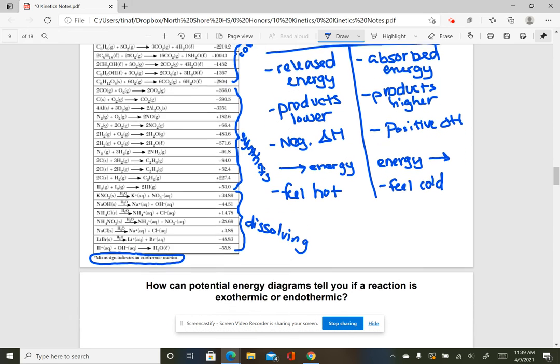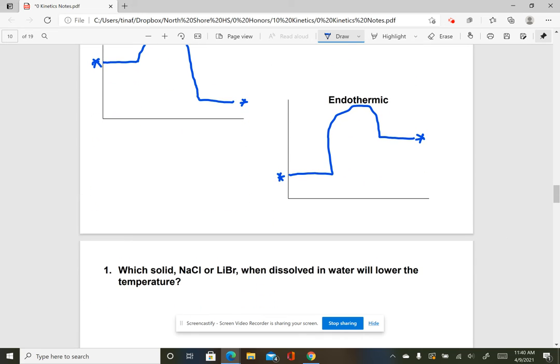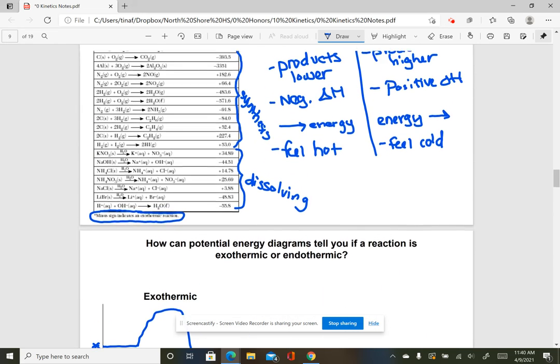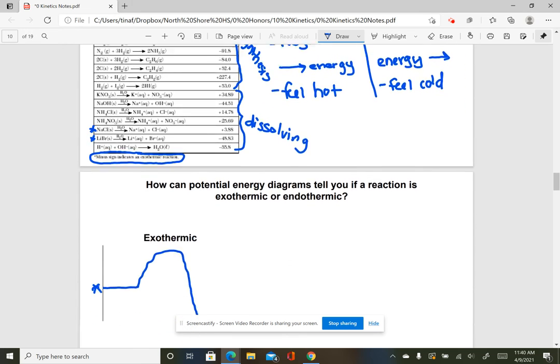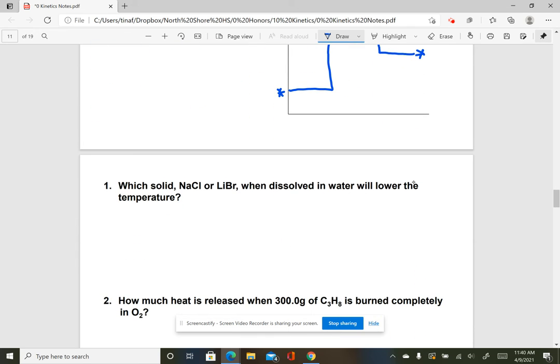So if we're looking for NaCl and LiBr dissolving in water, we want to be looking on the bottom of this list. All right, here I see NaCl dissolving in water. Here I see LiBr dissolving in water. So I see a positive number and a negative number, meaning that this is an endothermic process and this is an exothermic process. I want you guys to tell me which one of these is going to feel cold when it dissolves.